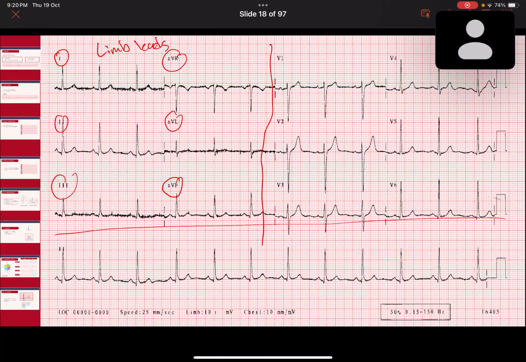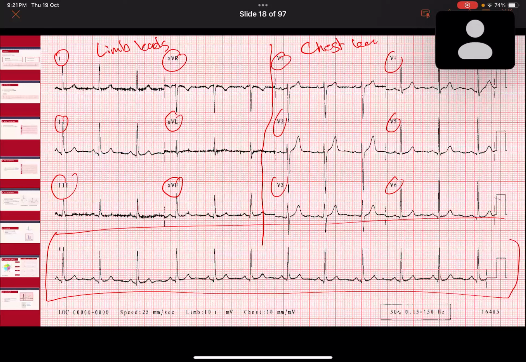And then here on the right side, we've got V1, 2, 3, 4, 5, and 6. Those are your chest or precordial leads. And this part of the ECG is called a rhythm strip. They specifically took lead 2 because they found out that lead 2 is a combination of lead 1 and lead 3, and also it's in the same direction as your mean electrical impulse. Okay, mean electrical direction.